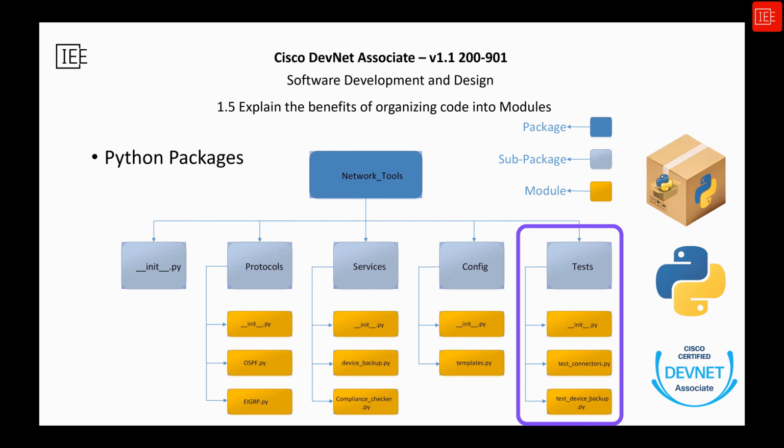Inside, you might place test_connectors.py for verifying SSH connections. By separating tests into their own package, you keep development and validation tightly integrated but still neatly organized. And of course, just as Python comes with built-in modules, it also comes with built-in packages. For instance, xml is a package that contains multiple modules for parsing and handling XML data.